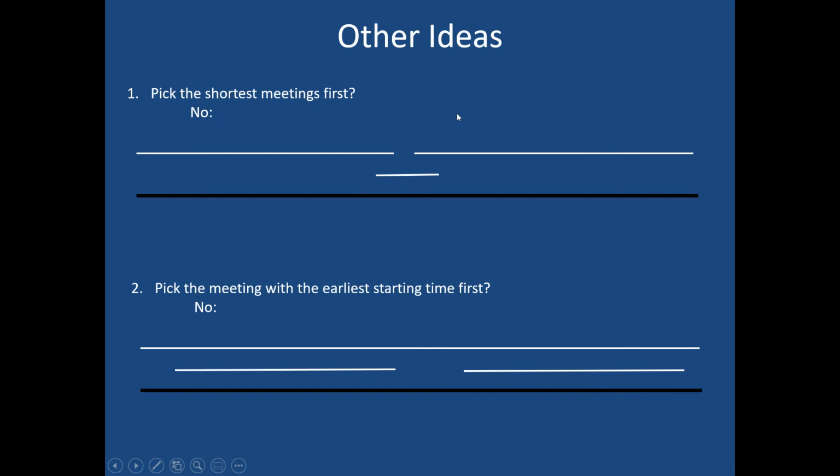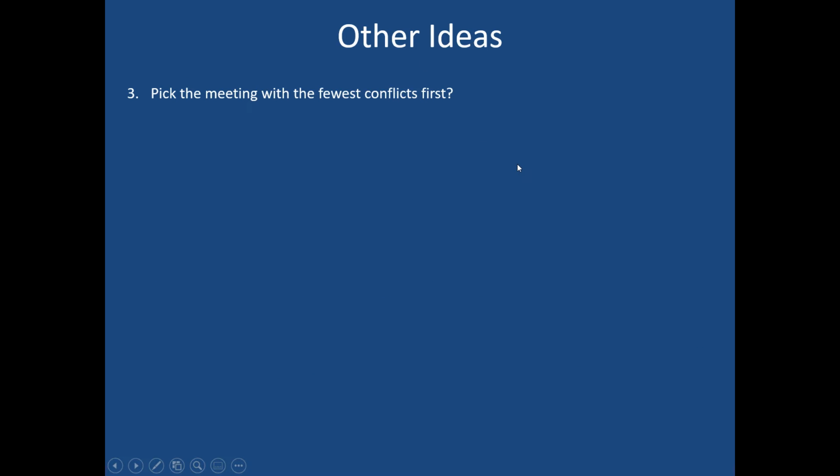Okay, let's see another one. What about we process the meetings and we count how many other meetings each meeting conflicts with, and we start with the meetings that have the fewest conflicts. That seems reasonable. So this doesn't work, it turns out. It's a little bit tough to come up with a counterexample.